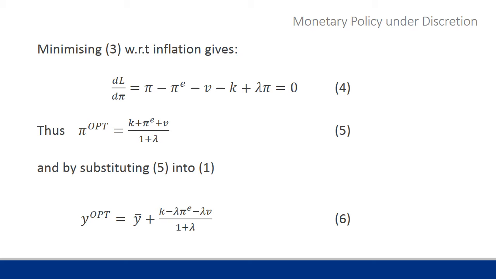Further, we can find optimal output by substituting our optimal inflation rate into the aggregate supply equation, just as we have done with rational expectations solutions, finding optimal output from the optimal price using the aggregate supply relation. We do that here. We get optimal output as equal to ȳ, that's the natural rate, plus the deviations, (k minus λπ^e minus λv), all over 1 plus λ.